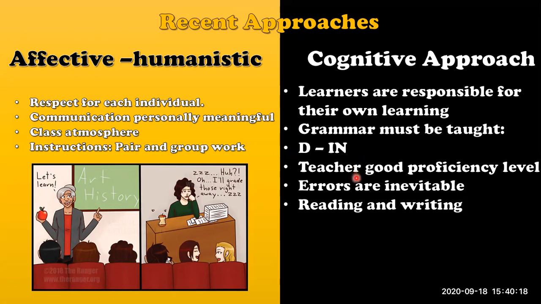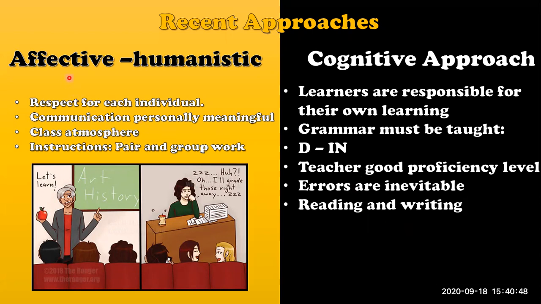Here, it is said that the teacher needs a good proficiency level in terms of English competences. I love the idea that errors are part of this approach. Yes, learners must commit some mistakes when acquiring a language. They need to make errors because in that way they realize what aspects they need to improve. And reading and writing are also on the same basis as speaking and listening.